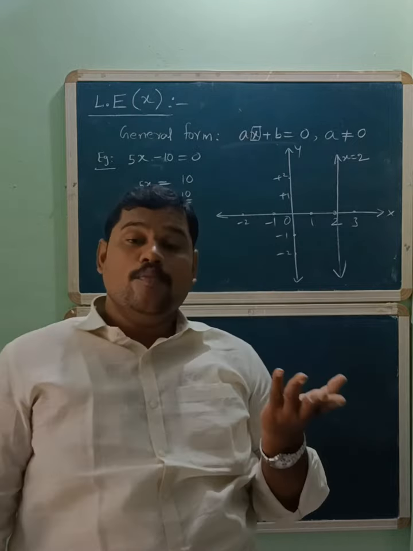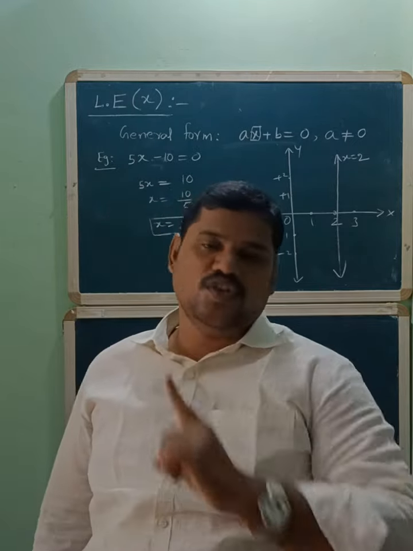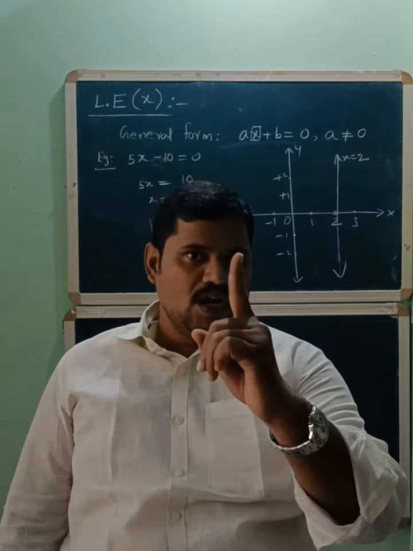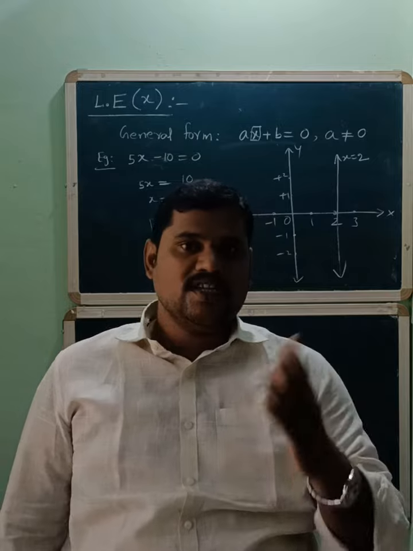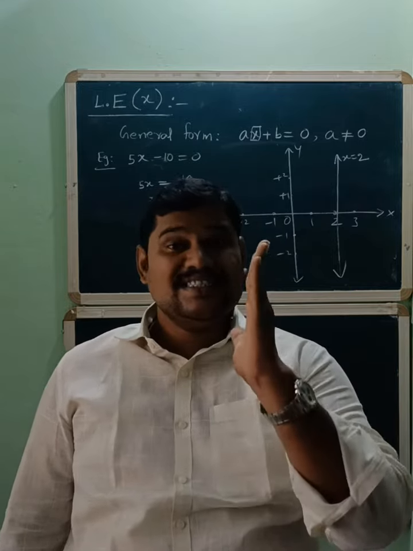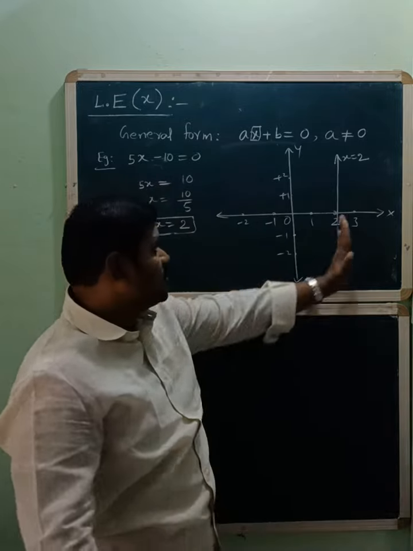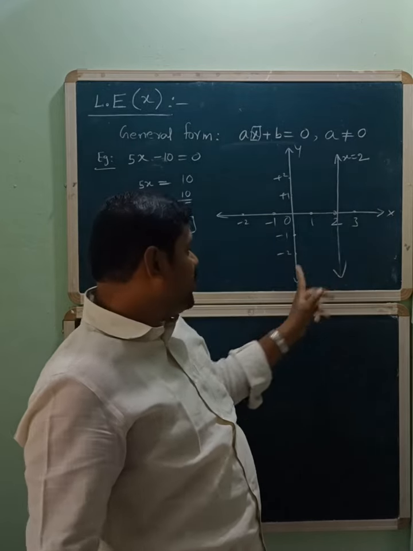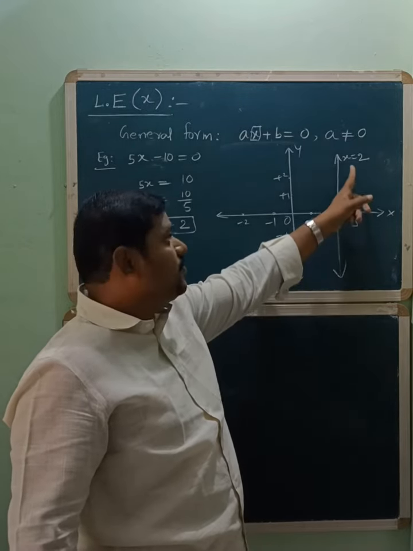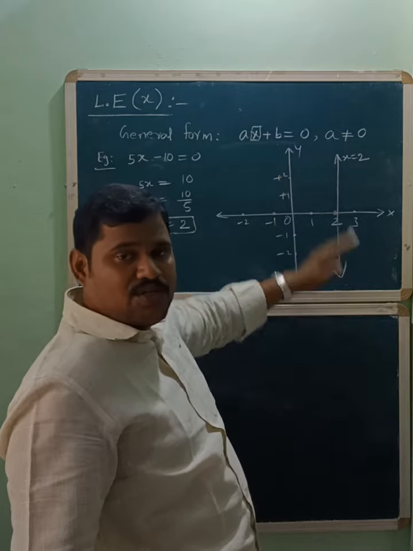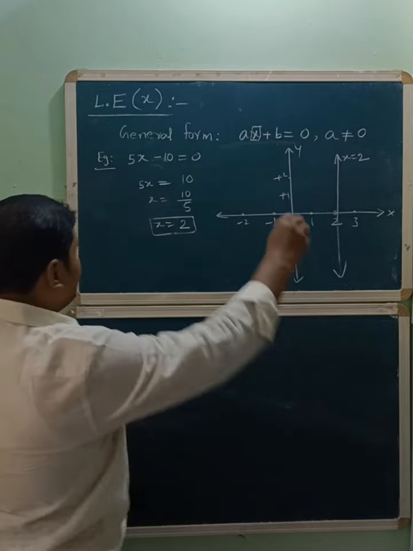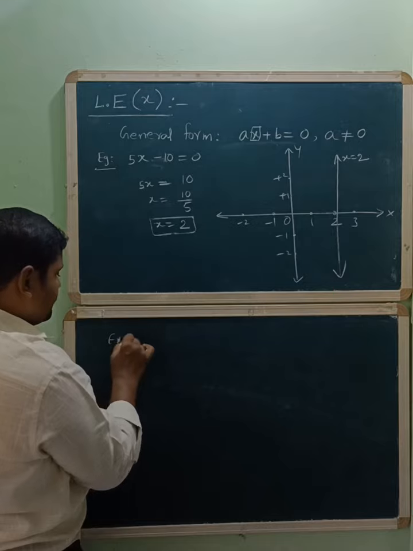The first point: how many solutions? Only one solution. That is called a unique solution. The second one: what is the graph? The graph is a straight line. And another one: this line is parallel to the y axis. Yes or no? x is equal to 2 is parallel to the y axis.